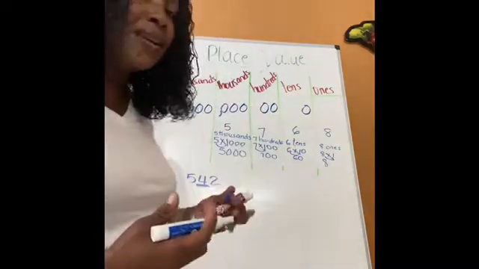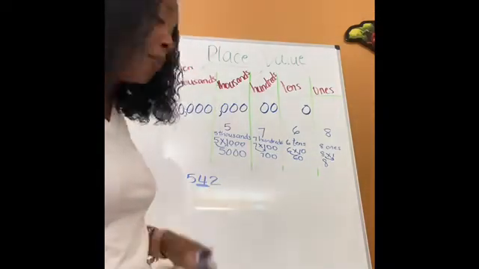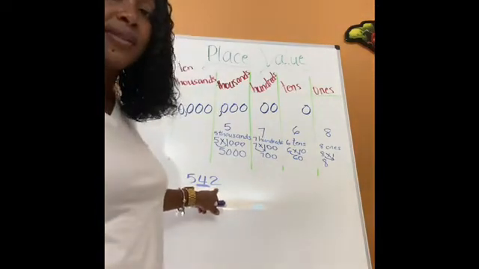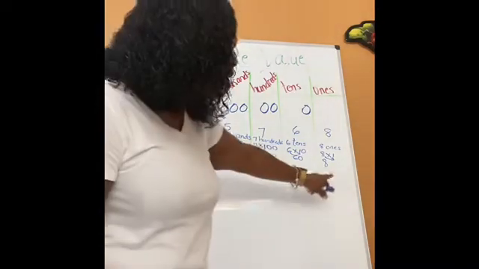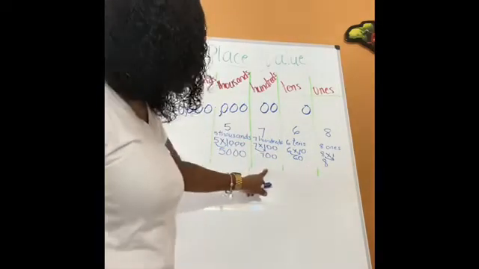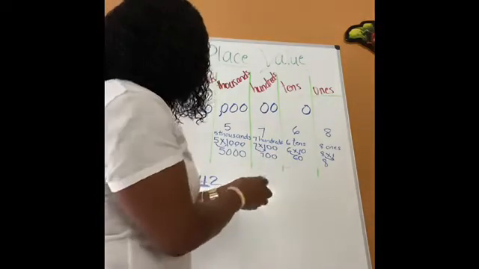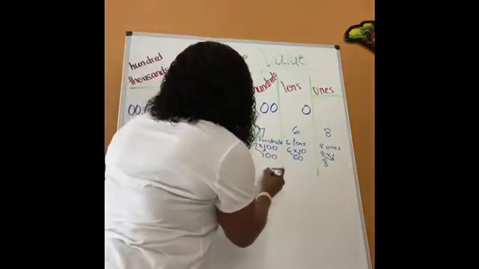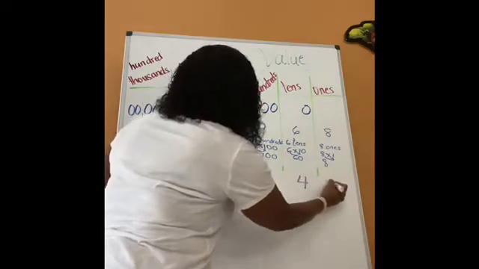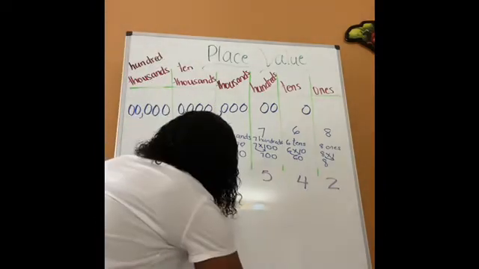So again, I'm counting to see how many digits are in my number. 1, 2, 3 digits. So I'm going to count my chart starting from the right. 1, 2, 3. It means I'm going to start under the hundreds column. So 5, 4, 2. Those are my digits.